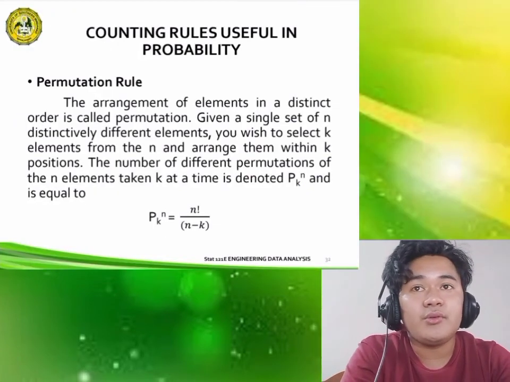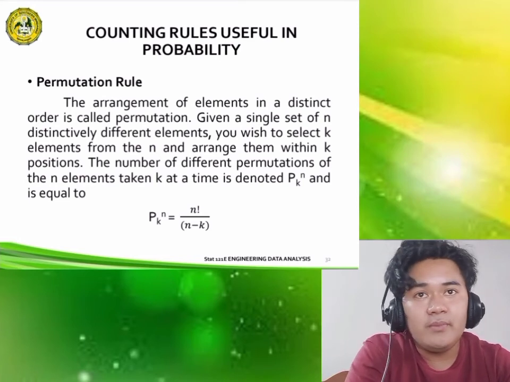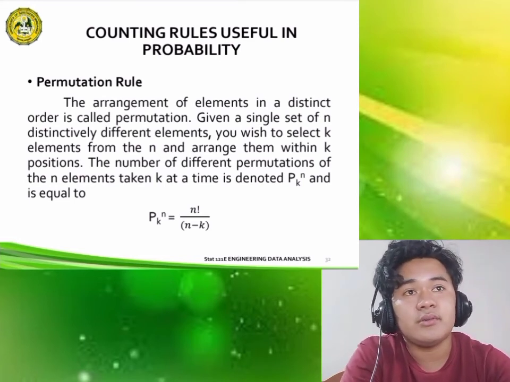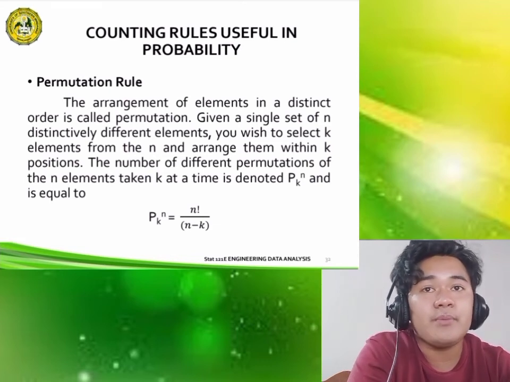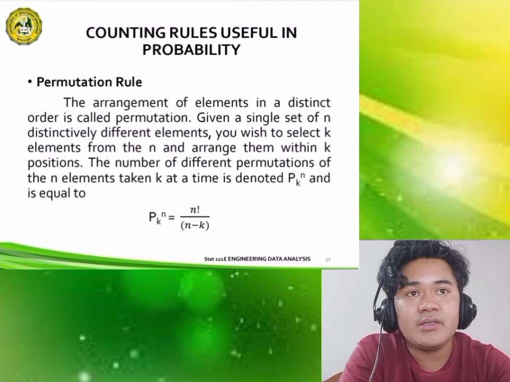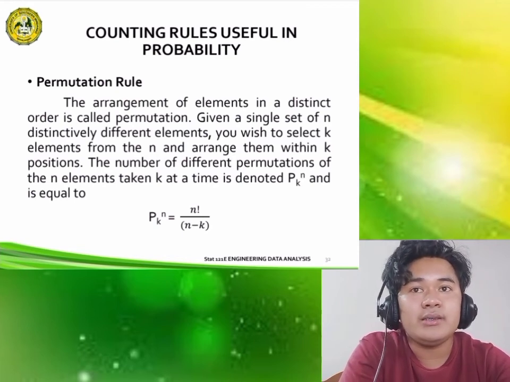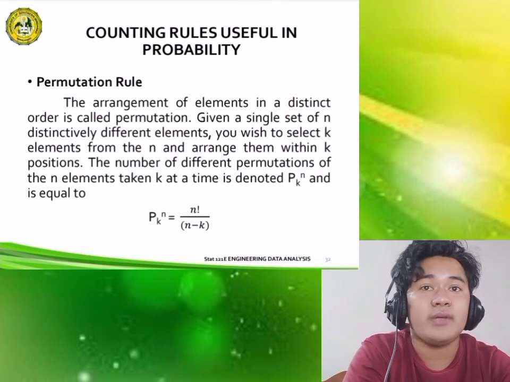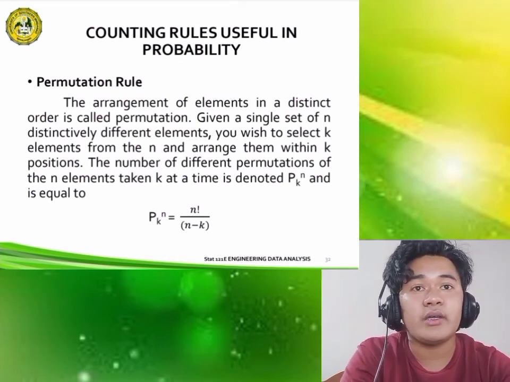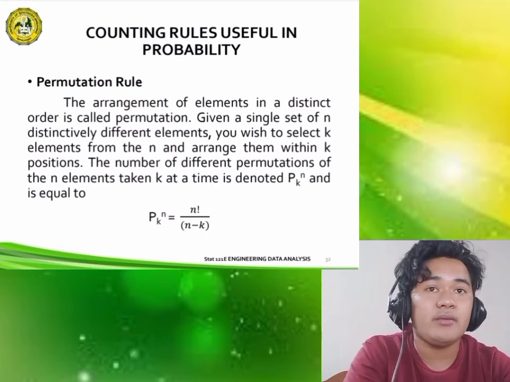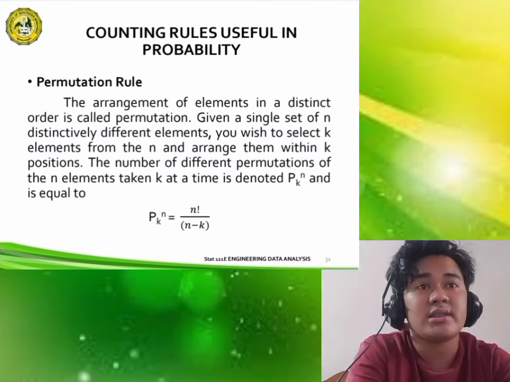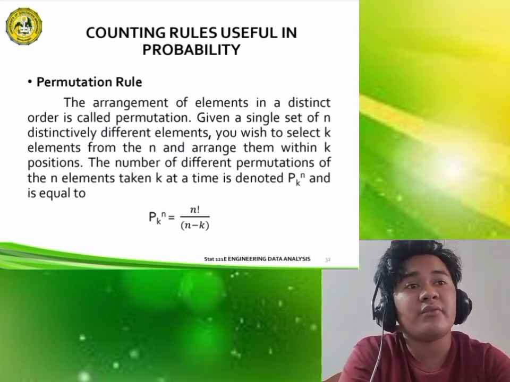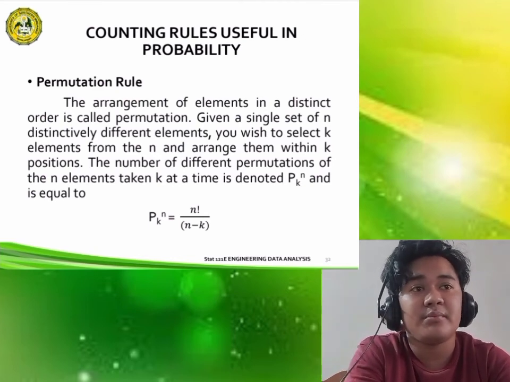Now we have here the second rule, which is the permutation rule. The arrangement of elements in a distinct order is called permutation. Given a single set of n distinctively different elements, you wish to select k elements from the n and arrange them within k positions. The number of different permutations of the n elements taken k at a time is denoted P sub k raised to n, and is equal to the factorial of n divided by (n minus k) factorial, where n represents the total number of objects and k represents the number of objects selected.